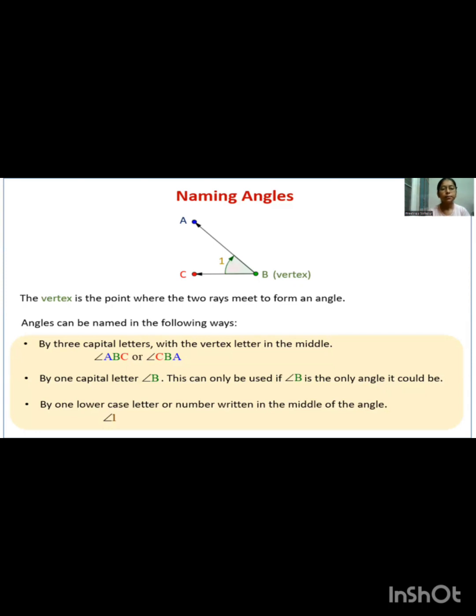The vertex is the point where the two rays meet to form an angle. Angles can be named in the following ways: by three capital letters with the vertex letter in the middle, angle ABC or angle CBA; by one capital letter, angle B, which can only be used if angle B is the only angle it could be; or by a lowercase letter or number written in the middle of the angle, like angle 1.